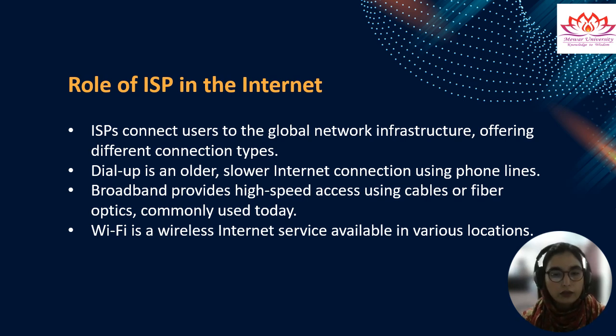Then the role of the internet service provider, ISP, in the internet. An ISP is the gateway through which we access the internet. They offer various connection types. Dial-up. Dial-up was the original method for internet access, though it's now outdated due to slow speeds. Then broadband. Broadband is more common today, offering faster speeds through cables or fiber optics. Then Wi-Fi. Wi-Fi provides wireless internet connections at homes, offices, and public spaces. The ISP ensures your device connects to the internet using one of these methods.